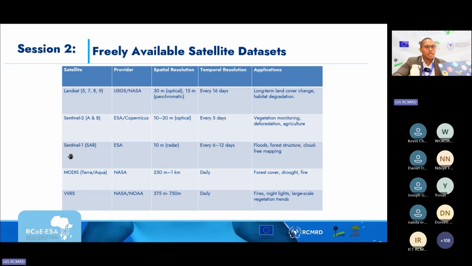Then we have some lower resolution satellites. We have MODIS and VIIRS, whose provider is also NASA. The resolution is as indicated. MODIS has a resolution of between 250 meters to 1 kilometer, and VIIRS has a resolution of between 375 meters to 750 meters. Their revisit time is almost daily.